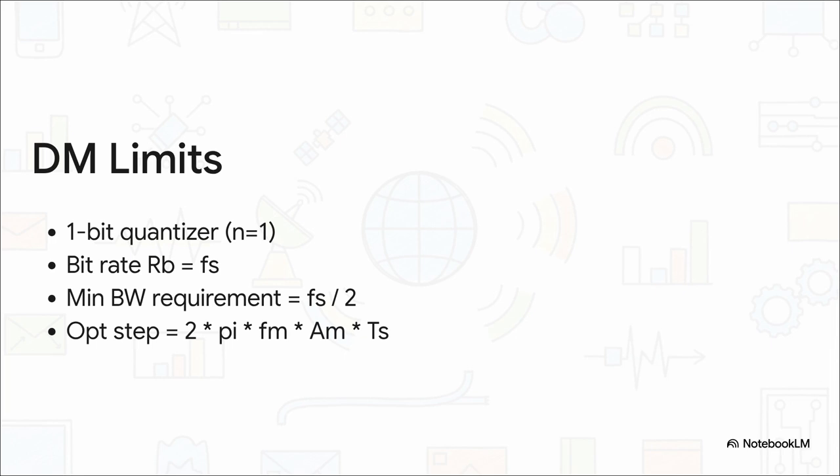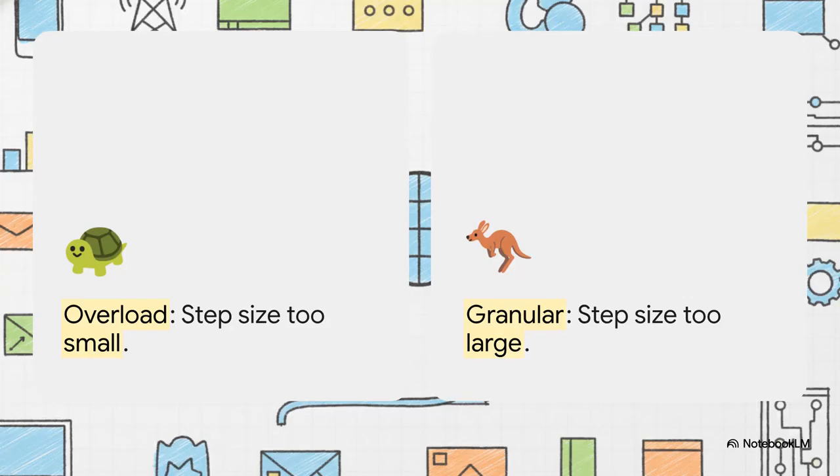The standard bitrate formula is RB equals n times Fs, right? But in delta modulation, since n is 1, the bitrate is exactly equal to the sampling rate. RB equals Fs. Do not let them trick you if they ask for the bitrate of a DM system and only give you the sampling frequency. It's a 1-to-1 ratio. Of course, getting that amazing 1-bit efficiency comes with a serious cost.